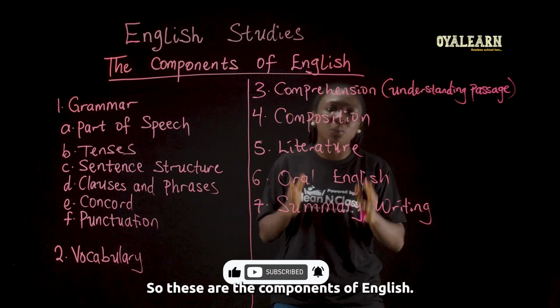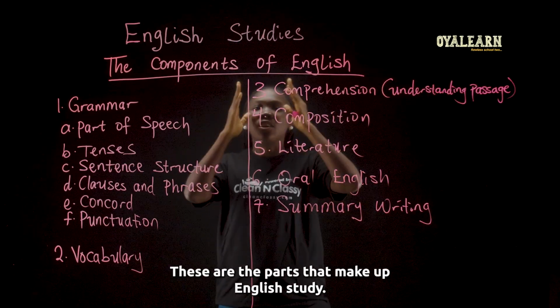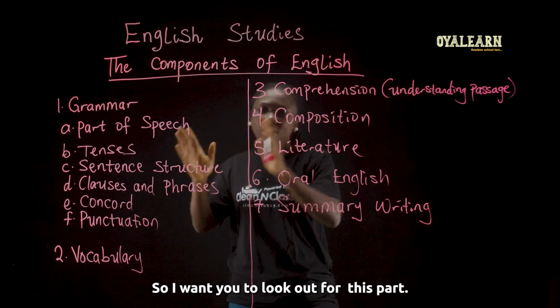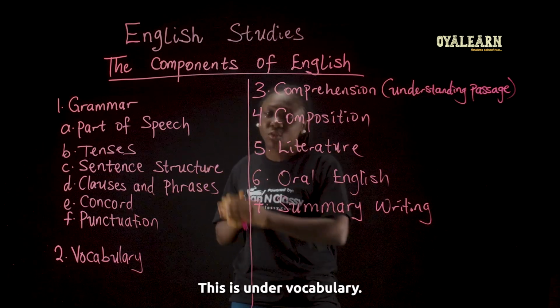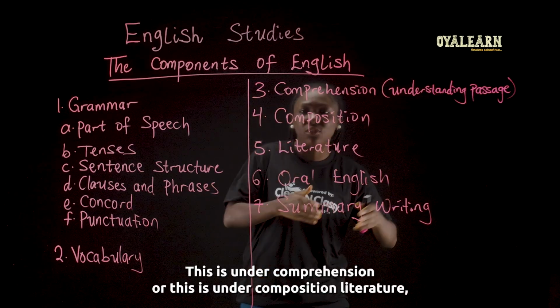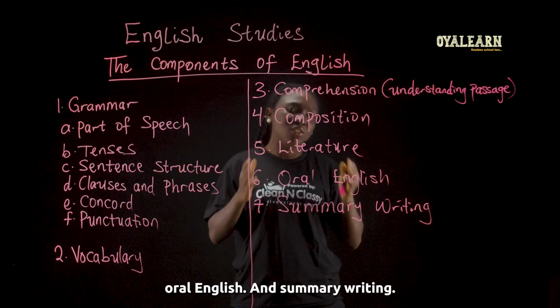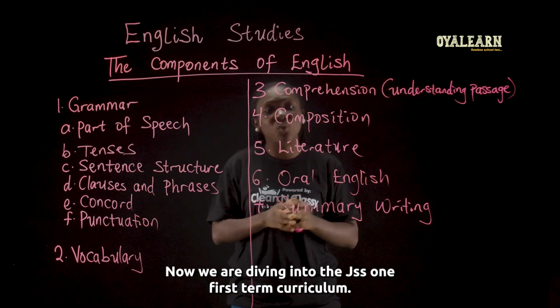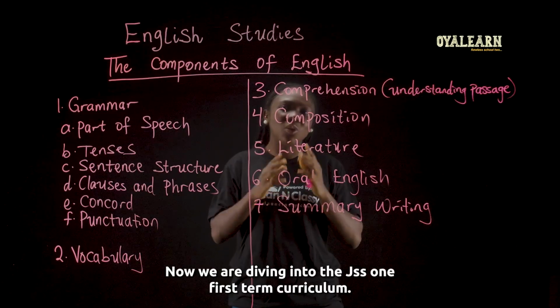So these are the components of English. These are the parts that make up English study. So I want you to look out for these parts. When we are about to learn, you get to know that okay, this is grammar, this is under vocabulary, this is under comprehension, oh, this is under composition, literature, oral English, and summary writing. Now we are diving into the GSS 1 first term curriculum.